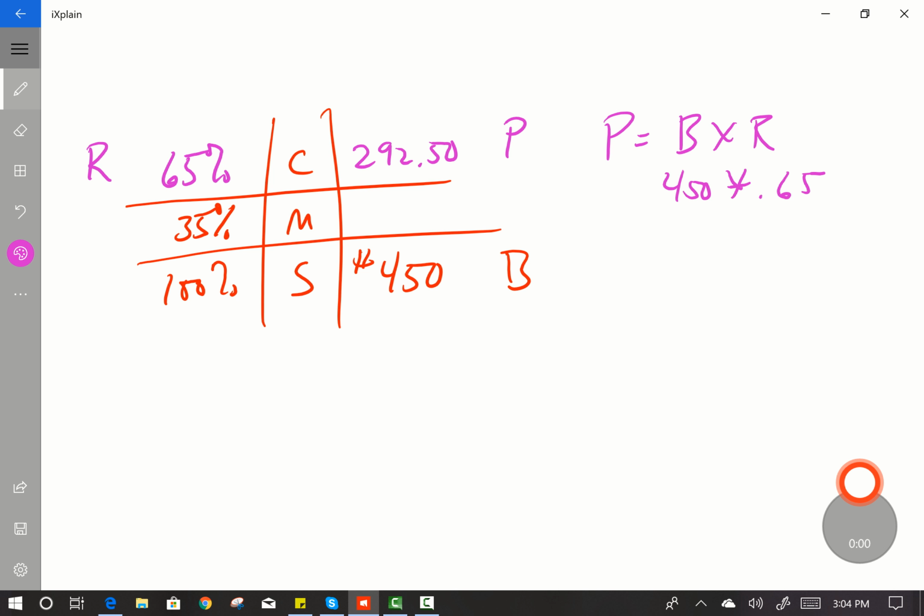Okay, the difference between the cost and the selling price is $157.50. Okay, so the percent of markup based on selling price is 35%, which means the cost of the item is $292.50 and it sells for $450, so we only marked it up $157.50. Okay, let's move on down to number 7.